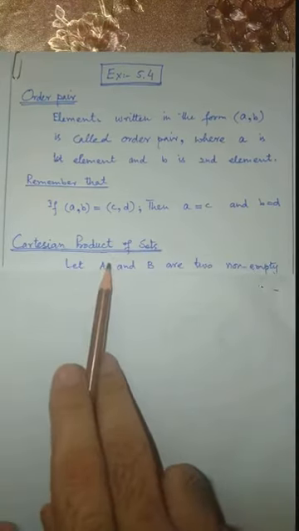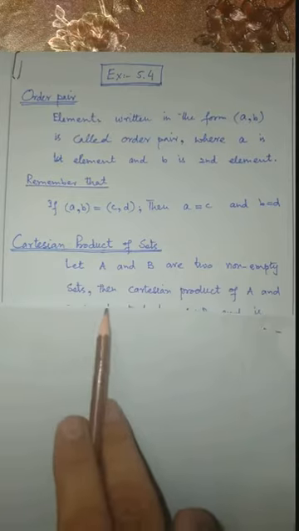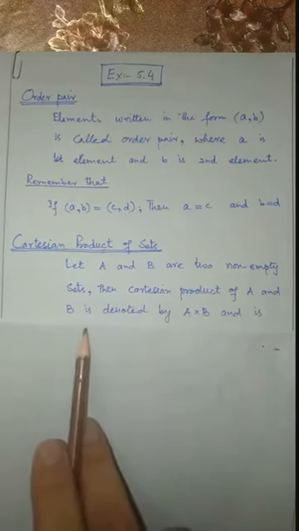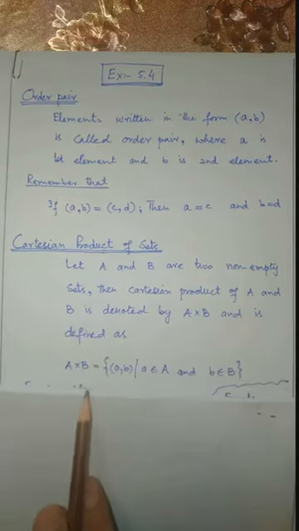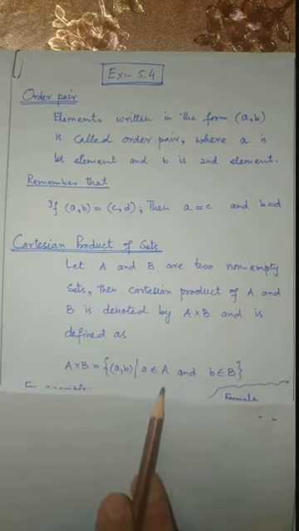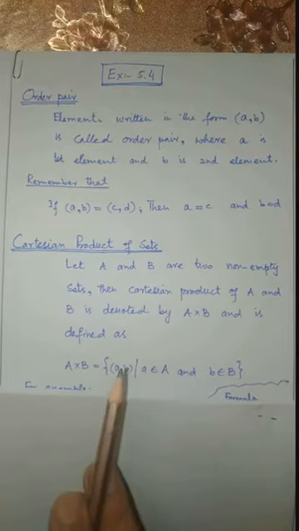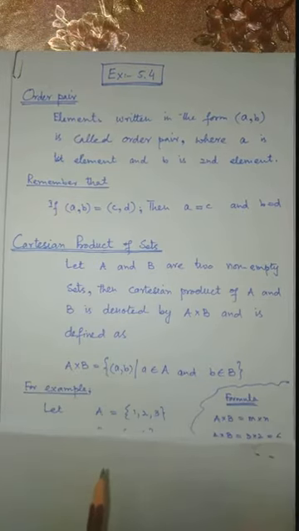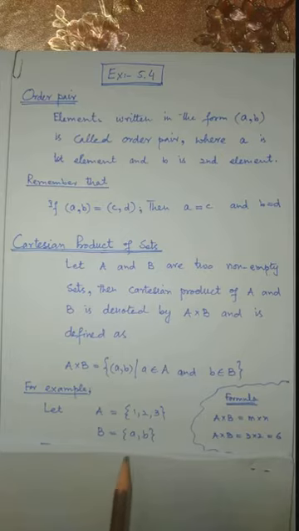Cartesian product of sets. Let us suppose we have A and B, two non-empty sets. Then the Cartesian product of A and B is denoted by A cross B and is defined as A cross B is equal to (a, b) is an ordered pair such that small a belongs to A and small b belongs to B. Now to explain the Cartesian product, for example, let us suppose we have a set A which has elements 1, 2, 3 and set B which has elements small a and small b. Now we want to find the Cartesian product of these two sets.